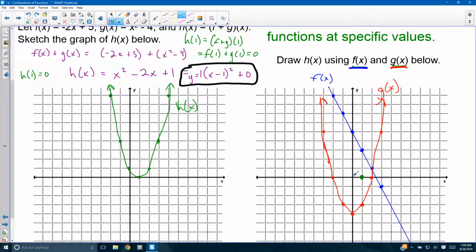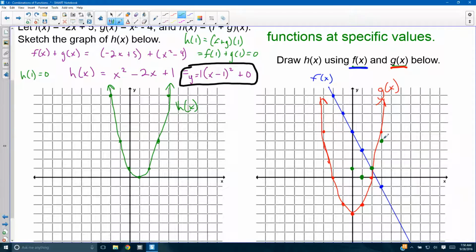Let's go back to f of 0, or excuse me, h of 0. H of 0 will be f of 0, which is at 5, plus g of 0, which is at negative 4. 5 plus negative 4 is 1. So the y value is, again, the sum of these two values, adding 5 with negative 4. Let's move back over to the right here at positive 2. H of 2 is f of 2, right here in blue, plus g of 2 in red. 1 plus 0 is 1. When x is 3, h of 3 is f of 3, negative 1, plus g of 3, which is 5, negative 1 plus 5 is 4.